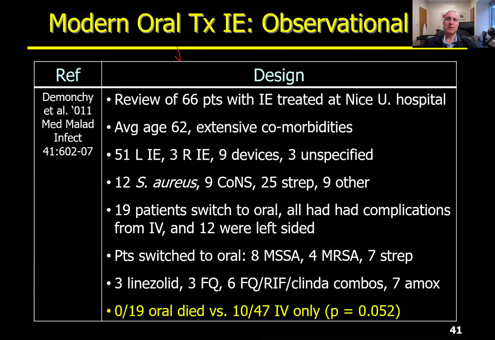They switched to oral therapy because either they developed complications from the IV, or this was before daptomycin, they were infected with organisms resistant to IV therapy and they were put on oral linezolid. None of the 19 patients switched died. A quarter of those not switched died. Biased, observational, all that stuff, but certainly suggests that you can select patients who are eligible for oral therapy for this disease.